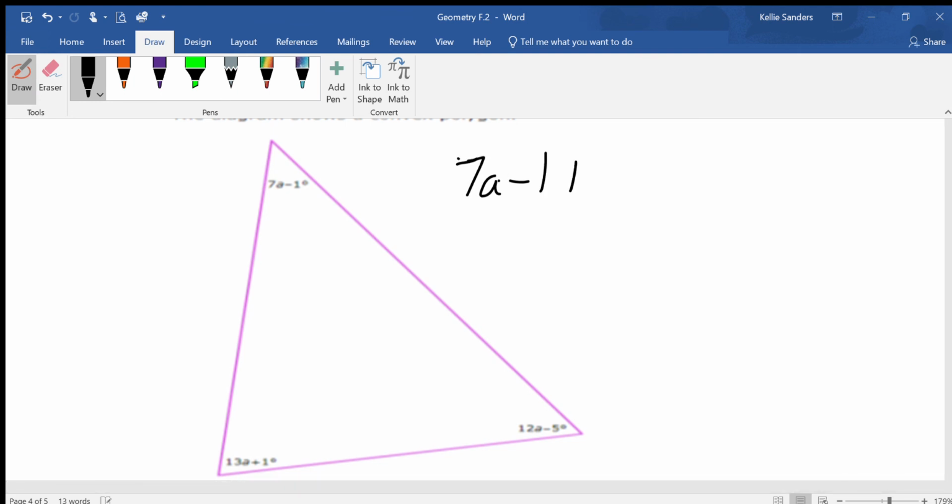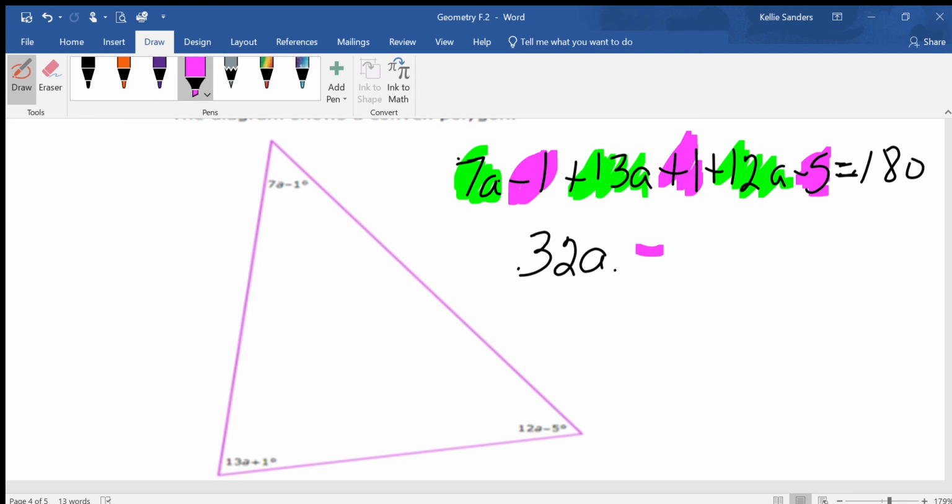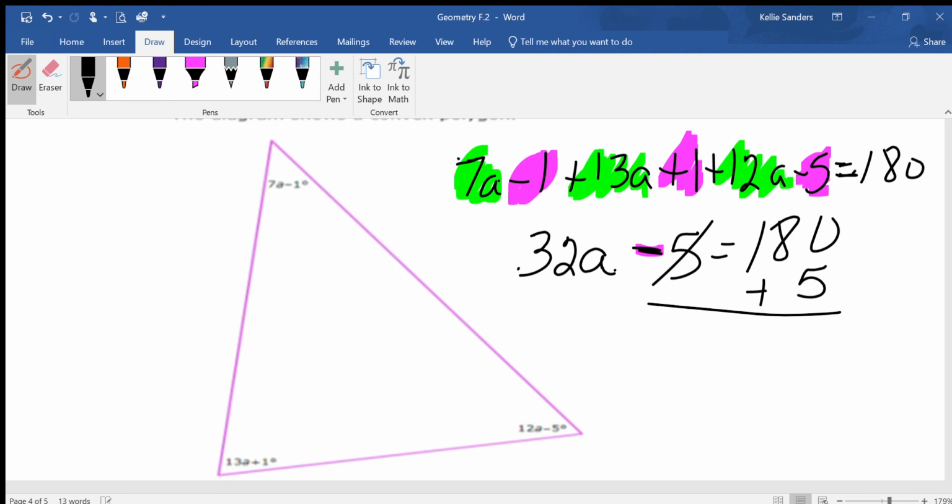7a minus 1 plus 13a plus 1 plus 12a minus 5 equals 180. 7 plus 13 is 20, plus 12 is 32, so that would be 32a. Negative 1 plus 1 cancels out, minus 5 is negative 5. 32a minus 5 equals 180. Add 5.